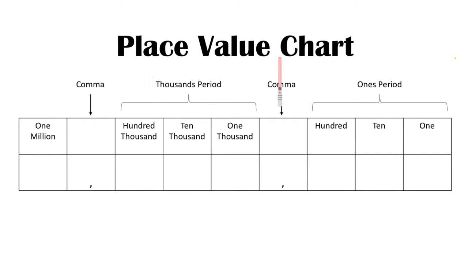So here's our place value chart. Our place value chart is a tool like a ruler. If you notice, there's a ones period and a thousands period, and then a place for commas. The commas separate all of the periods. Each place grows by 10 times.